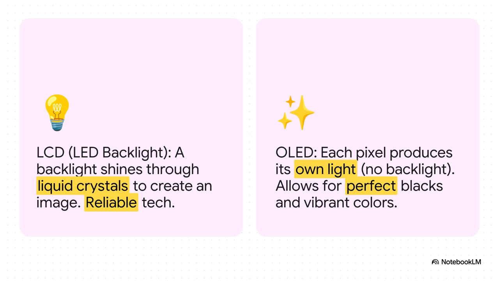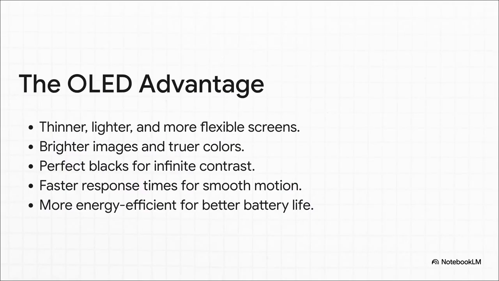The key difference is this. With an OLED screen, every single tiny pixel produces its own light. There's no separate backlight at all. And getting rid of that backlight, it changes everything. Suddenly, screens can be thinner, lighter, and even flexible. And because each pixel can turn completely off, you get perfect inky blacks. That creates what we call infinite contrast and absolutely stunning colors.